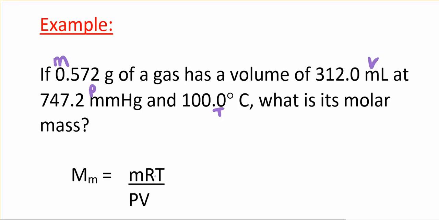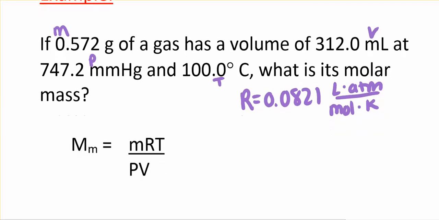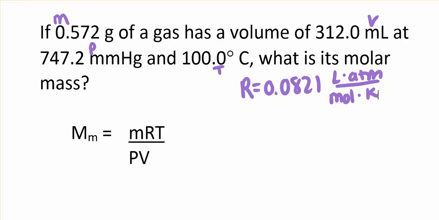Before you plug them in though, check all of the units and make sure they're in the correct units, because we know that R has liter atmospheres per mole K. So I need to match to that. Otherwise the units won't cancel the way they need to. So let's just start with, well, it looks like mass is already in grams. Actually, that's not even in there. The grams from mass will end up being divided by the moles in R to give you grams per mole.